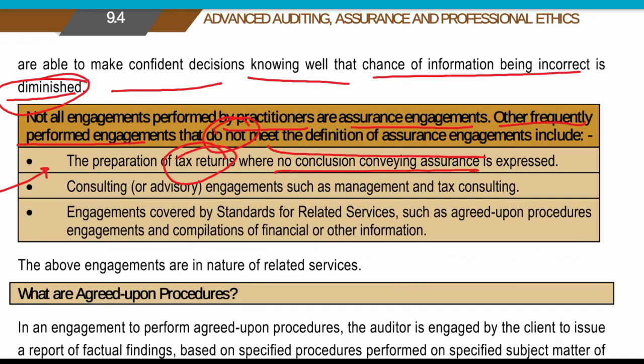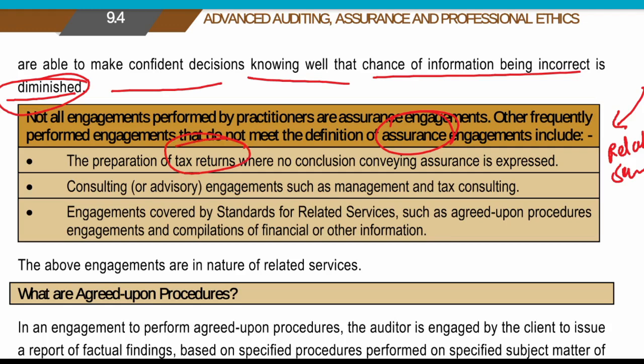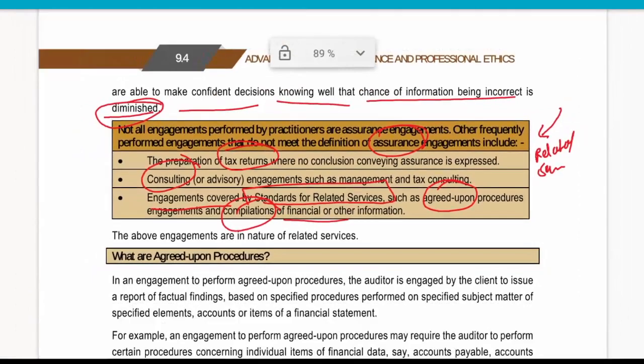Because no conclusion or no assurance has been expressed, like consultancy, like engagements covered by standards for related services. So all these things are not related to the assurance engagement, where the CA is not providing any assurance. These are related services, like filing of tax returns, giving consultancy or advisory, or engagements covered under the standards of related services: agreed upon procedures, compilation of financial information, and other information. These are the related services.